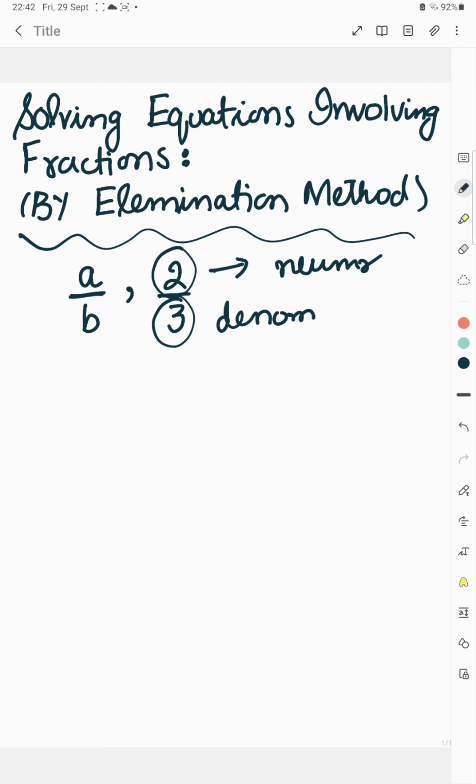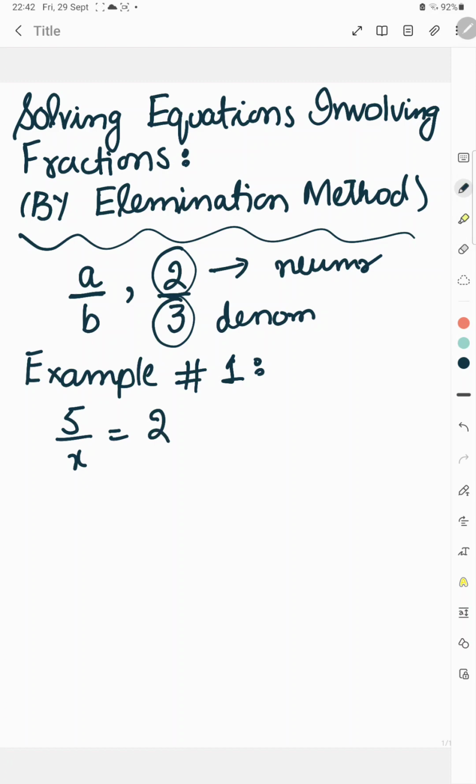So open your book and open page number 70. I will start with example number 1. In example number 1, given is 5 by x equals to 2. So here you can see the fraction part is here, and we have to eliminate this fraction part.